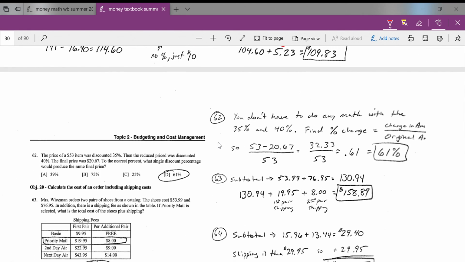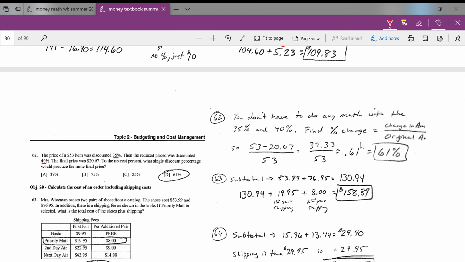So one thing people get confused about is they tell you it was discounted 35% and then they tell you 40%, and you're trying to figure out something to do with those. You don't have to do anything with those. That's just information. The key here is that it went from $53, it went down to $20.67, and we need to find what percent did that account for. Okay, don't just take 40 and 35 and say 75%. Okay, that's not correct. So we do this formula we did before, the change in the amount over the original amount.